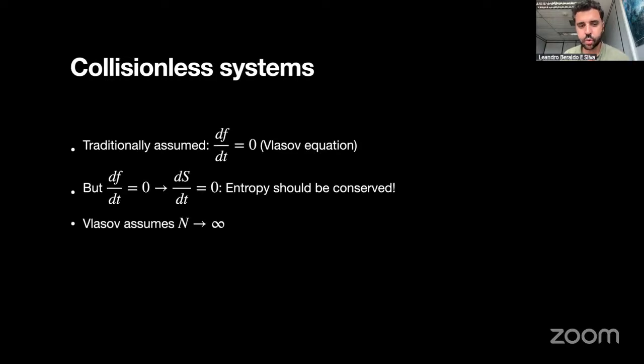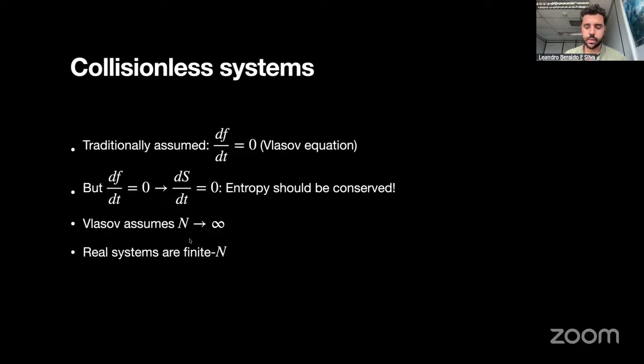Just to go back to this point. Collisionless systems are traditionally assumed to be described by this equation. The entropy should be conserved in this case. The problem is Vlasov assumes you have an infinite number of points, which we don't, right? So the number of stars in a galaxy is finite, 10 to the 11, let's say. There's nothing we can do about that.